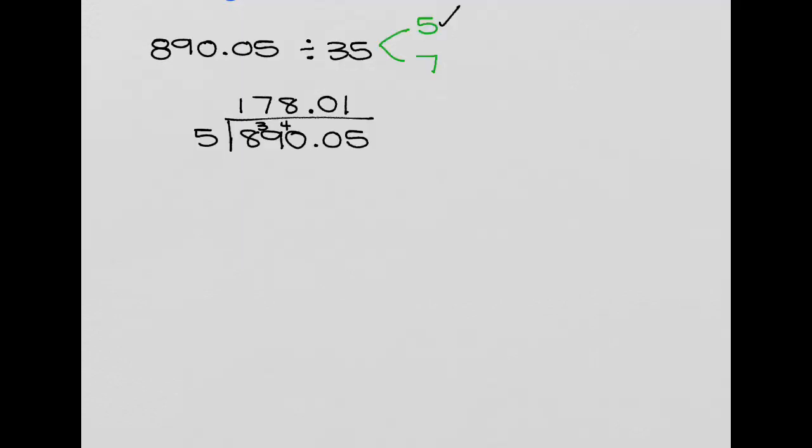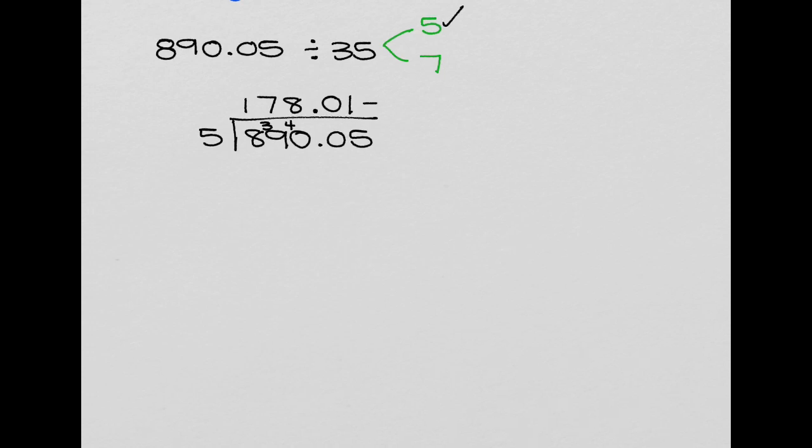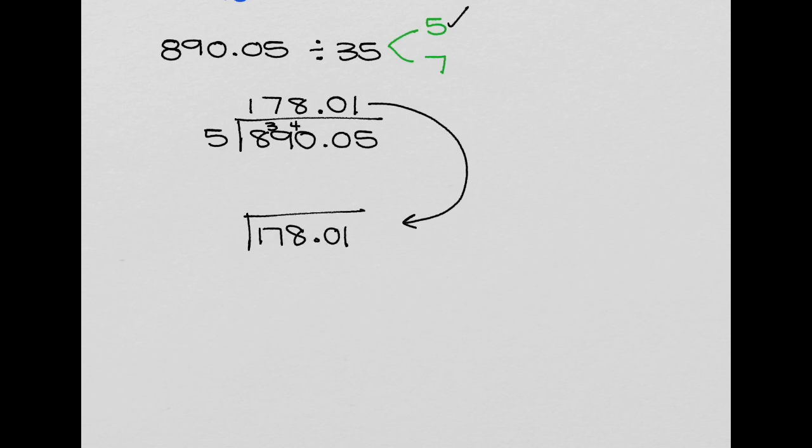So now that I've got that answer, I'm going to use it to continue dividing. So I'm going to take that 178.01, put it in the bus stop, 178.01. I've used the 5. Now I'm going to divide by 7. So I'm going to put the 7 in here. 7 goes into 1 no times, carry the 1. 7 goes into 17 twice, remainder 3. 7 goes into 38 5 times, remainder 3.